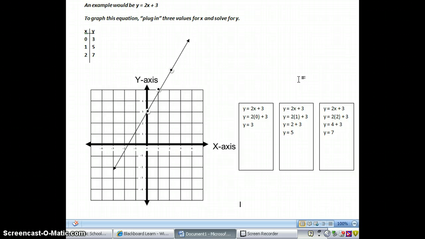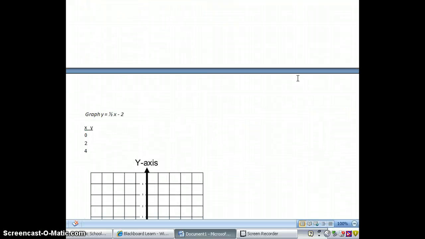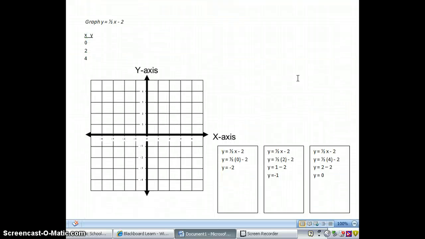So you'll see my line goes through all 3 points, and I have the linear equation for y equals 2x plus 3. Now, if we have an equation that has a fraction in it, fractions tend to be not so fun, but we can strategically pick our x coordinates to make whole numbers.